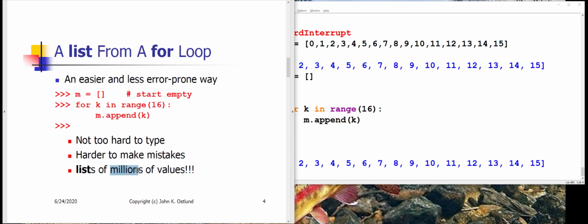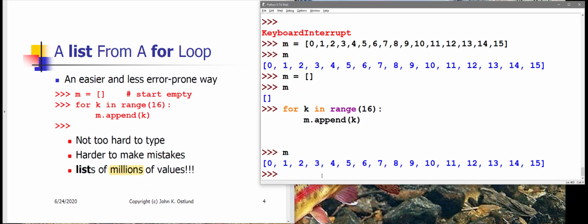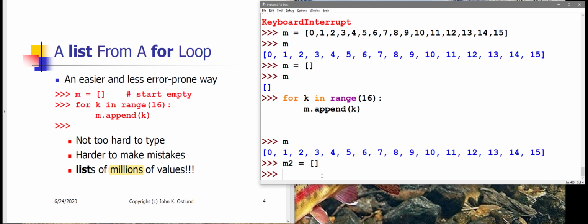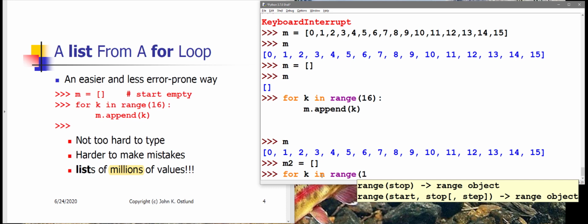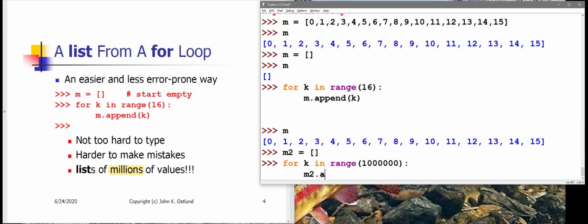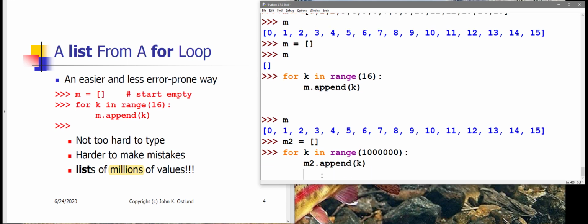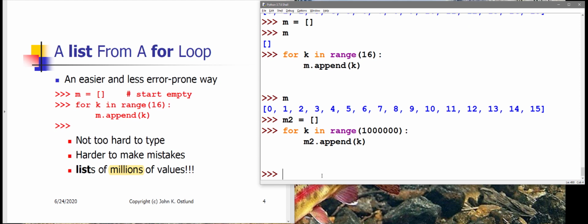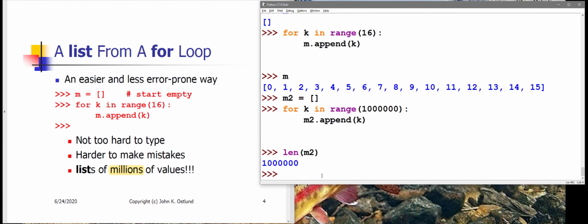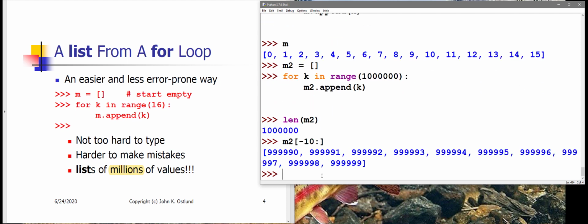Also, you can easily extend this loop idea to have gigantic loops. All right, I can say, well, let's say m2 starts with an empty list, and I can say for k in range 1 million, m2 dot append k. And notice how enormously fast that was. If I ask for the length of m2, it really does contain a million values. If I ask for something like m2 sub, let's say minus 10 up to and including the end of the list, here are the final 10 values in this list of a million values, and they look correct.